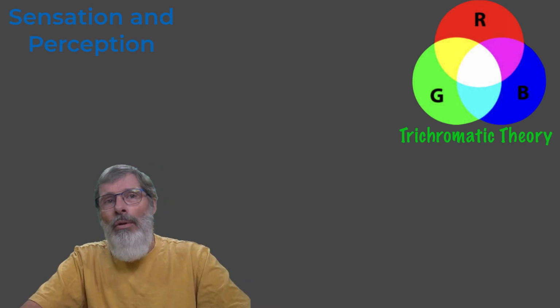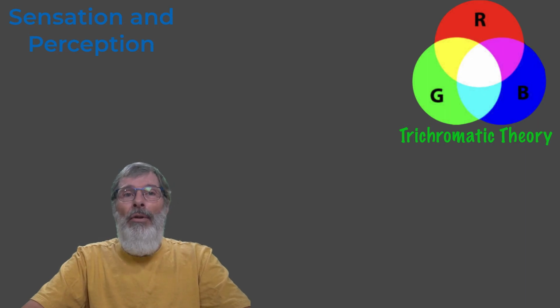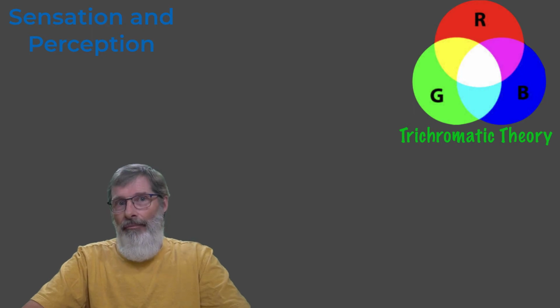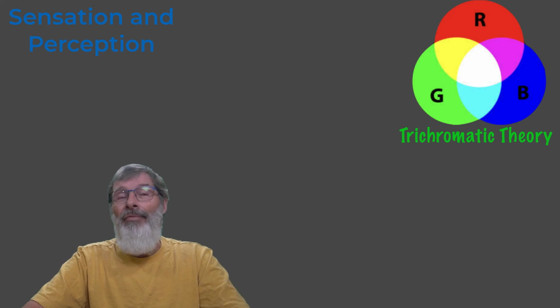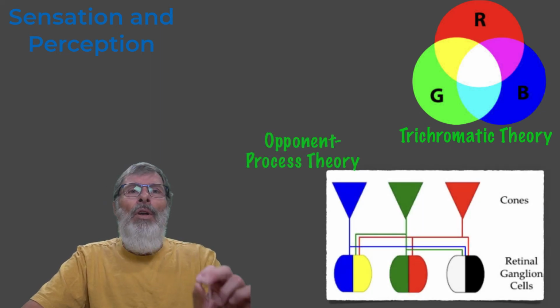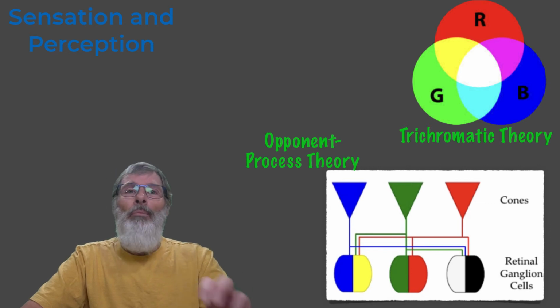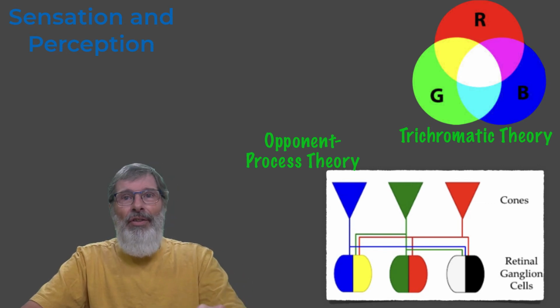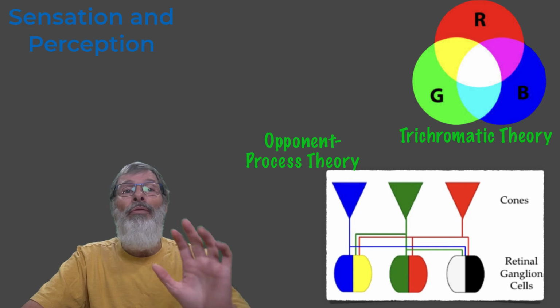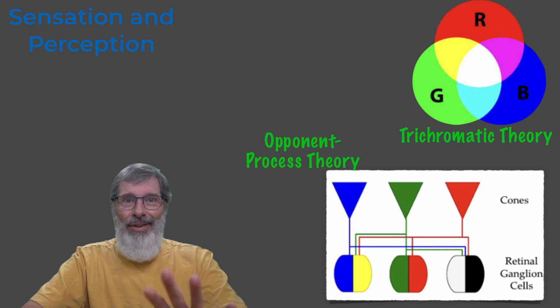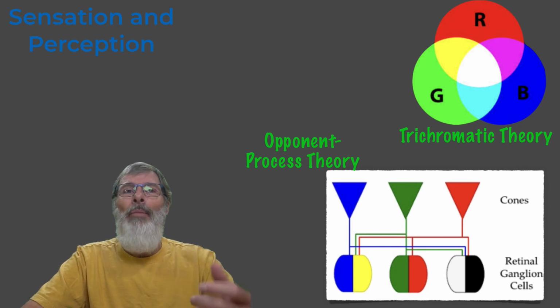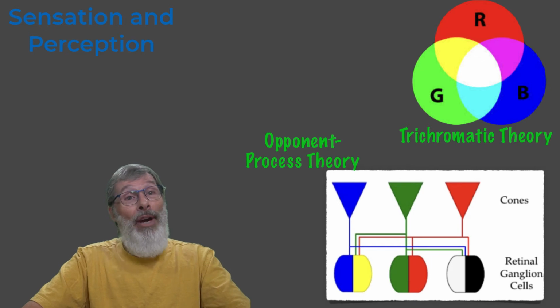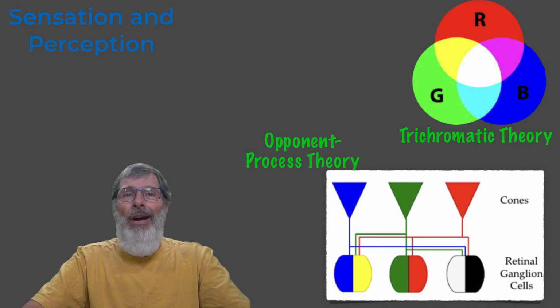Now, each cone is sensitive to one of the colors. All colors would be perceived as a combination of these three. The retina does indeed have three kinds of cones. Now, the second theory, opponent process theory. Opponent process theory suggests that color perception assumes four primary colors: red, green, blue, and yellow. And cones are arranged in pairs, and when one member of the pair is activated, the other is not.